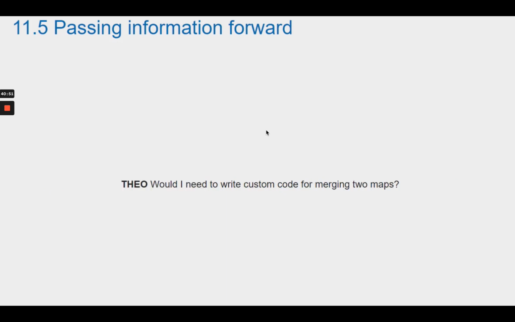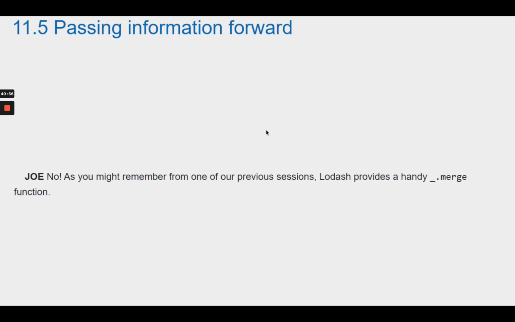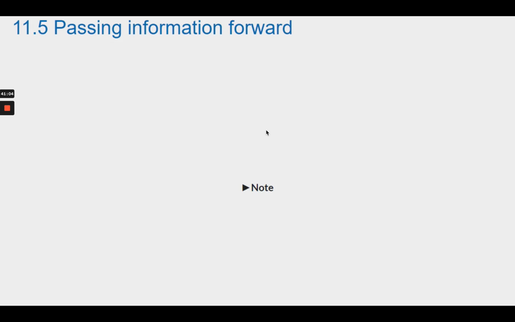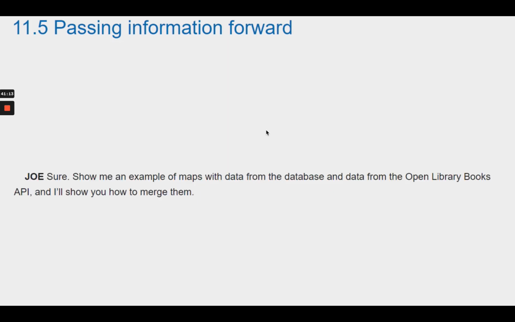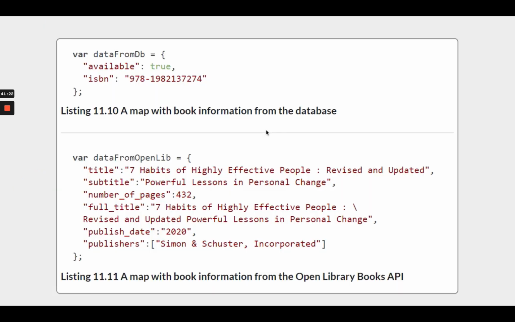Theo: Would I need to write custom code for merging two maps? Joe: No. As you might remember from one of our previous sessions, Lodash provides a handy _.merge function. Note: _.merge was introduced in Chapter 5. Theo: Could you refresh my memory? Joe: Sure. Show me an example of maps with data from the database and data from the Open Library Books API, and I'll show you how to merge them.